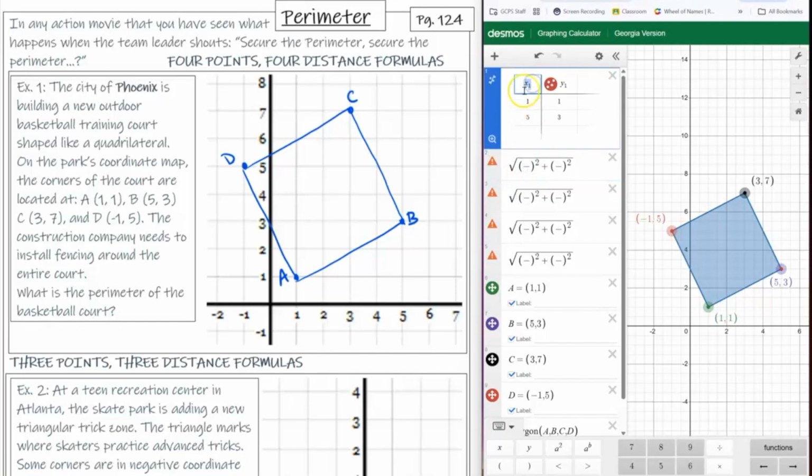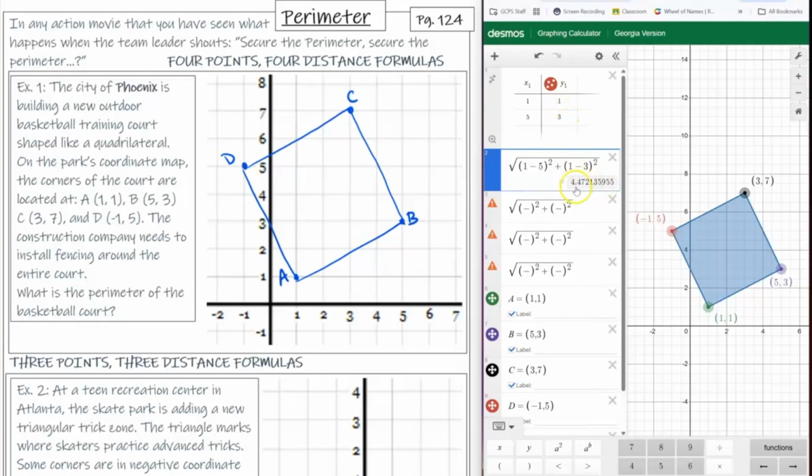All right, so in my first parenthesis, I only want my X's. And you can see here, this is my X's. And in the second column, these are my Y's. So my X's only is 1 and 5. My Y's is 1 and 3. Okay, so now I have an answer. Boom. That is this length right here.